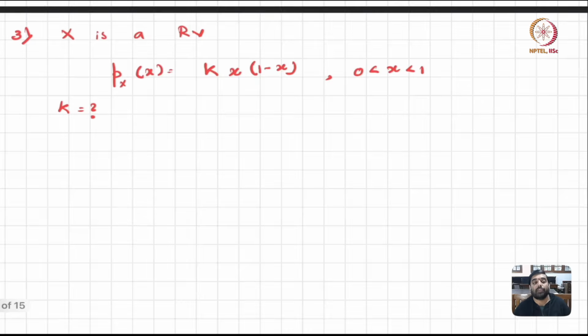The next question that we have in hand is, now you have a random variable. To be more specific, this is a continuous random variable. I should have mentioned that. For a continuous random variable, you have a density. This is the density. And the density is between 0 and 1. That's the range of this. So now the question is, find the value of k.